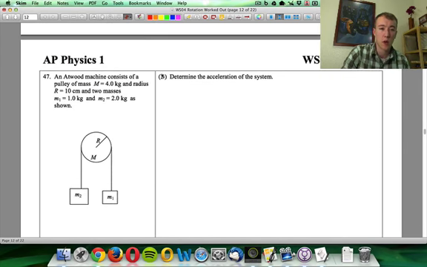Scroll back up here to part B, determine the acceleration of the system. Just as I said, we're looking at the net torque on the pulley, and we're looking at the net force on each of the masses. So let's do the net torque first, because that's what we did last time. We're going to follow that pattern. Sum of the torques here, it's the moment of inertia times angular acceleration. This time we have a couple of torques.